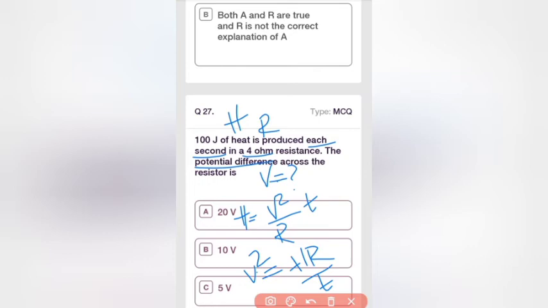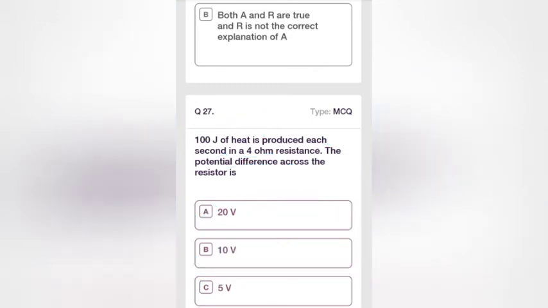So here what is H? H is 100 joule into R is 400 divided by 1. So V square is 400, then what will be V? V is equal to square root of 400, which is going to be 20 volt. Option A is the correct answer.